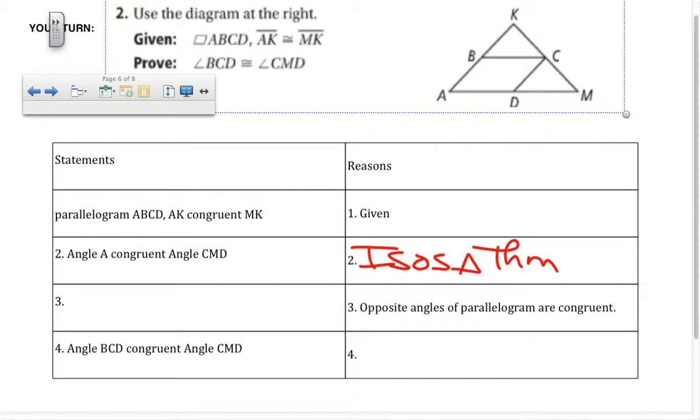So far in this proof, what we've said that is kind of connecting where we're trying to go, so far we've said that this angle is congruent to this angle. Notice the hint that I'm giving you for statement 3. You're using the fact that opposite angles of a parallelogram are congruent. So what opposite angles of a parallelogram might be convenient to us here, Grace? Angle A is congruent to angle BCD.